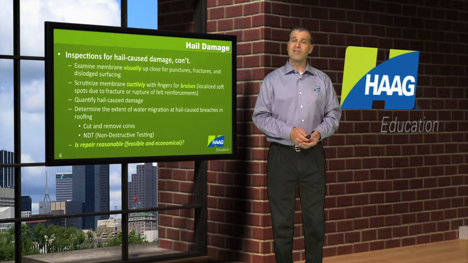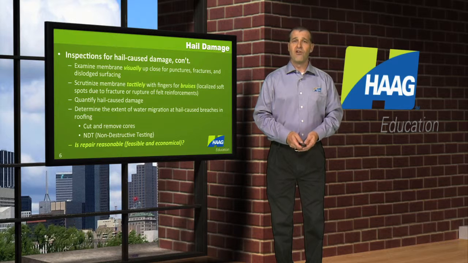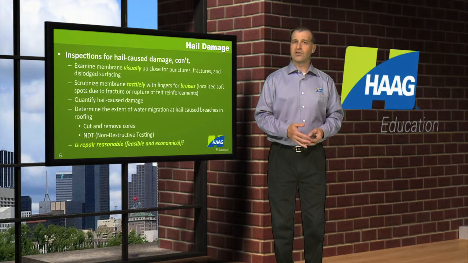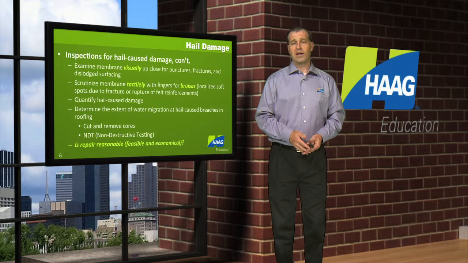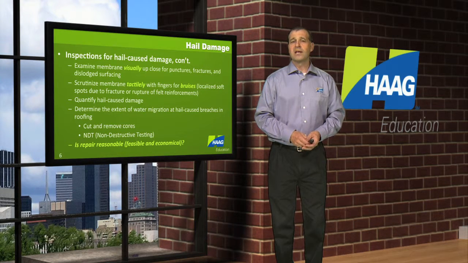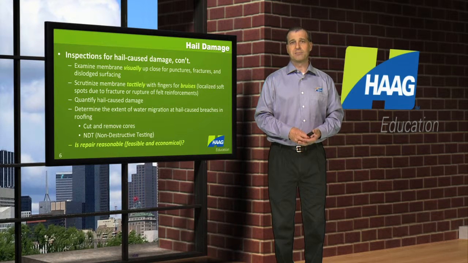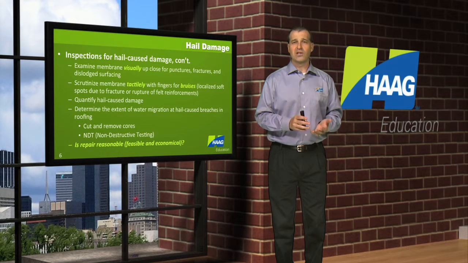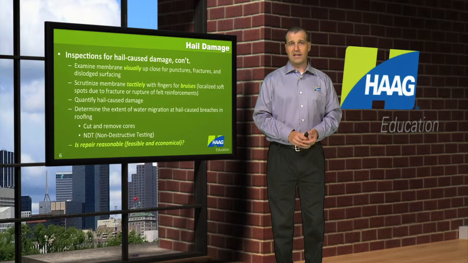Now, is there any evidence of water infiltration related to the hail impact? If there is a severe fracture or puncture you see in the membrane, you may actually see or feel a wet spot in the insulation underneath. If so, that is going to add to the amount of repair that would have to be done. And it also makes you want to try to quantify or get an estimate on how much insulation is wetted in the roof.